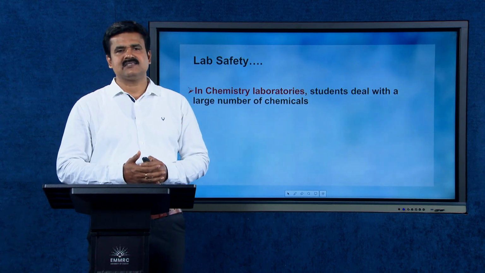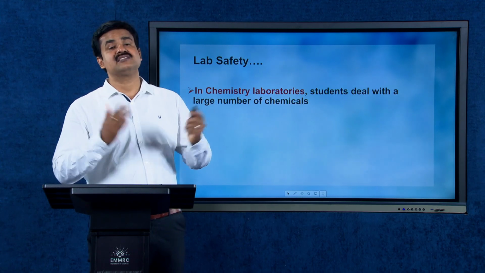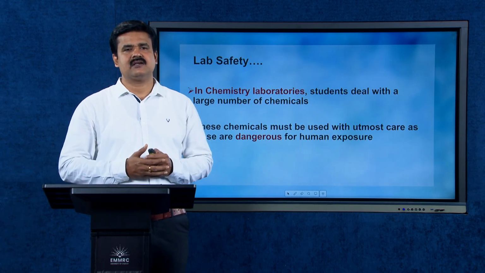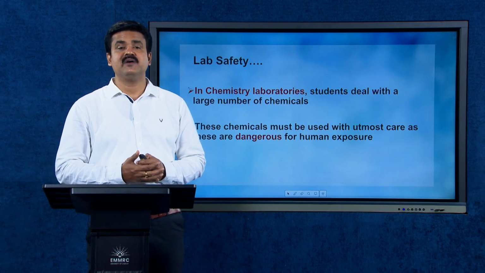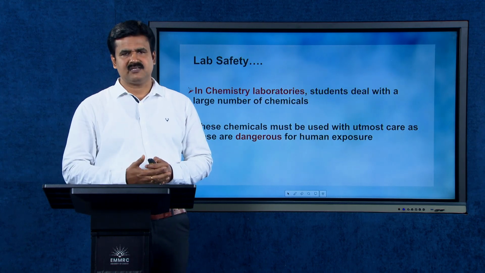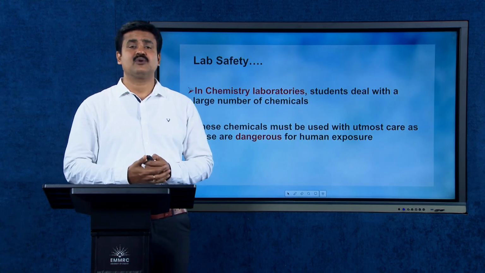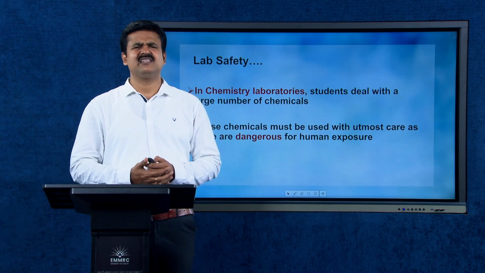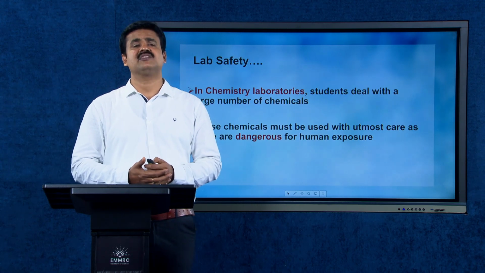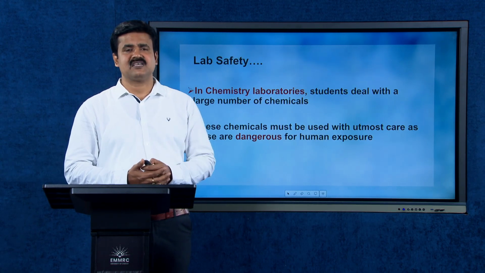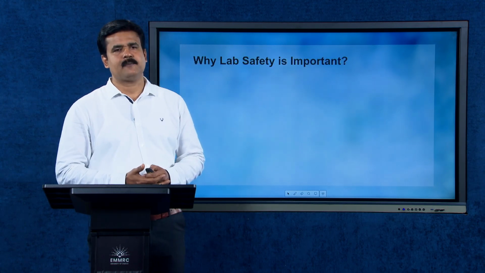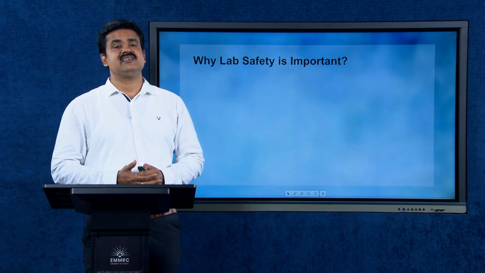In chemistry laboratories, students deal with a large number of chemicals. These chemicals must be used with utmost care as they are dangerous for human exposure. For example, whenever you are taking concentrated sulfuric acid, if it spills on your skin, definitely burns occur. Similarly, there are so many kinds of toxic materials in the laboratory, and awareness about the toxicity of such materials and handling of such chemicals is very essential for a smooth performance in the chemistry laboratory. Why is lab safety important?